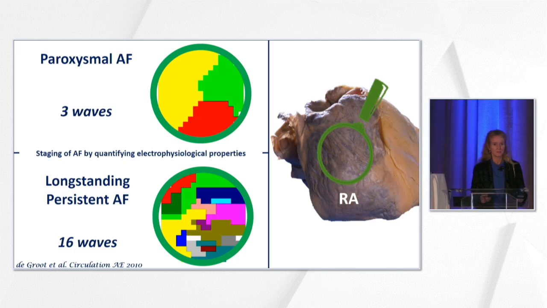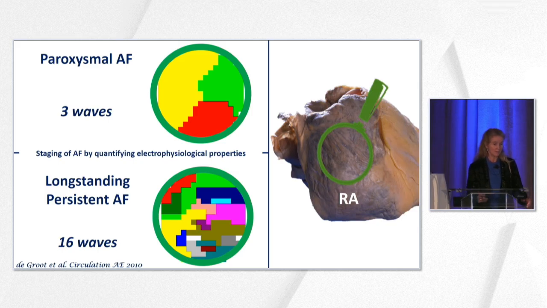Because we can quantify all kinds of parameters, which we do by fractionation mapping, by voltage mapping. But I think the first step is to simply quantify parameters measured during atrial fibrillation and also to do that during sinus rhythm and compare those values. So this was the first step in, if you have two different types of atrial fibrillation, can you actually distinguish these two types of AF by quantifying parameters?